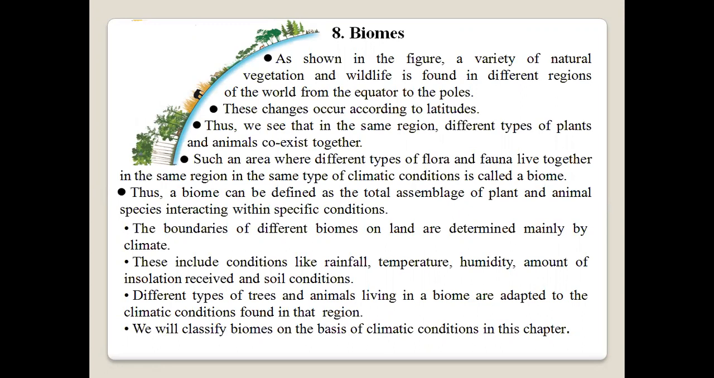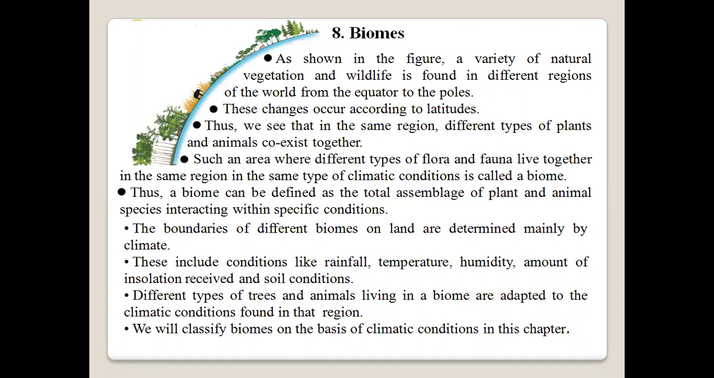Thus we see that in the same region, different types of plants and animals coexist together. Such an area where different types of flora and fauna live together in the same region, in the same type of climatic condition, is called a biome. Thus biomes can be defined as the total assemblage of plant and animal species interacting within specific conditions. The boundaries of different biomes on land are determined mainly by climate.